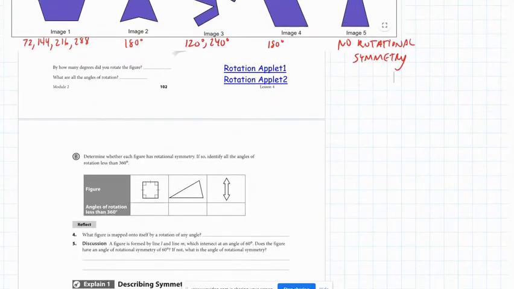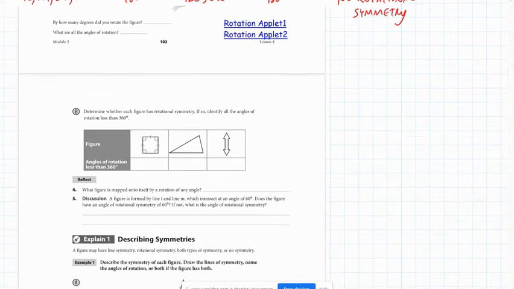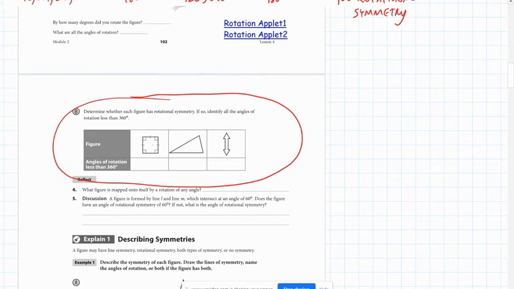Okay, so on page 103, there are 3 figures here. See if you can figure out on your own how many degrees of rotational symmetry each of these figures has, and it might have more than one type of rotational symmetry. So write down all of the angles less than 360 that give it rotational symmetry. So pause your video, try filling in all 3 of those blanks with as many numbers as you can, or you can say that there's no symmetry. Pause your video and finish that up, and then press play.